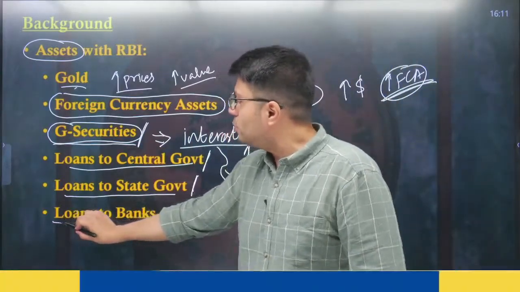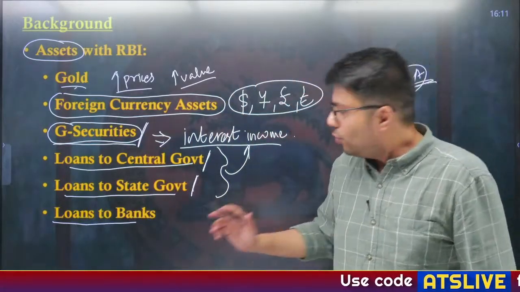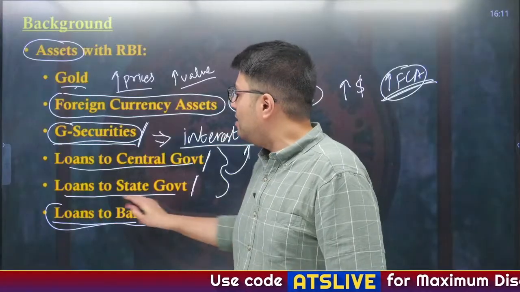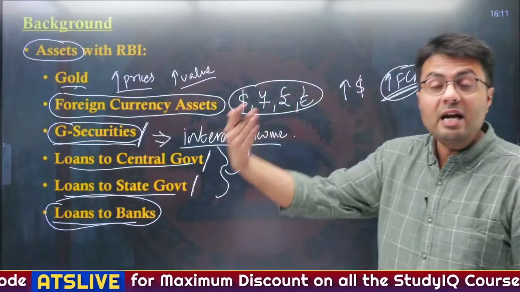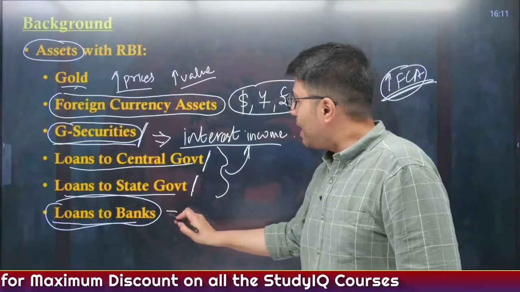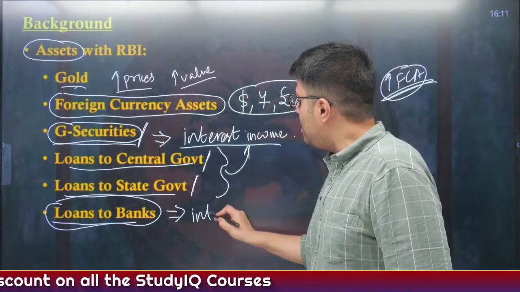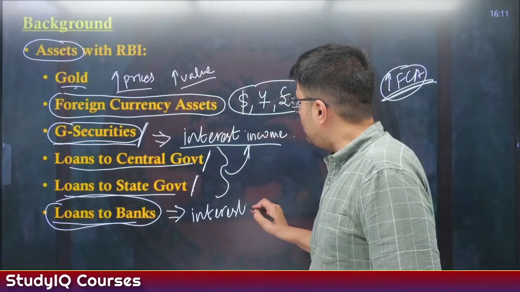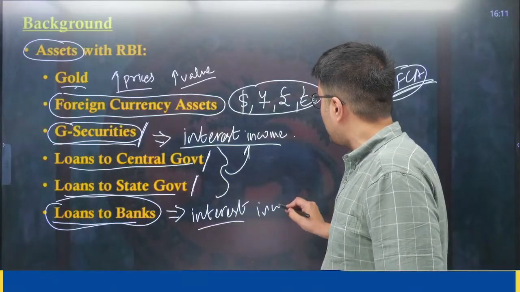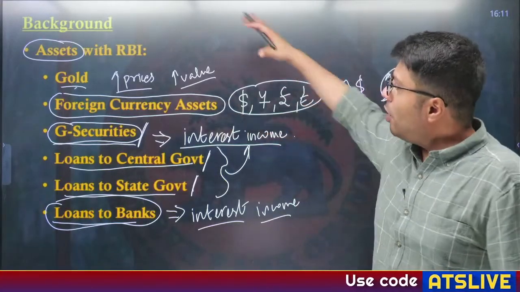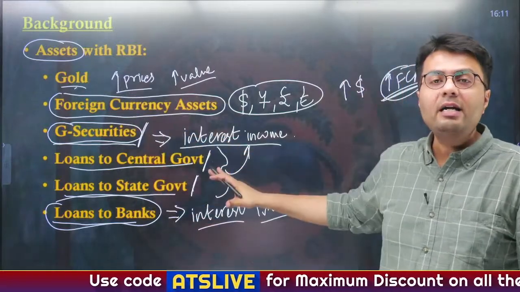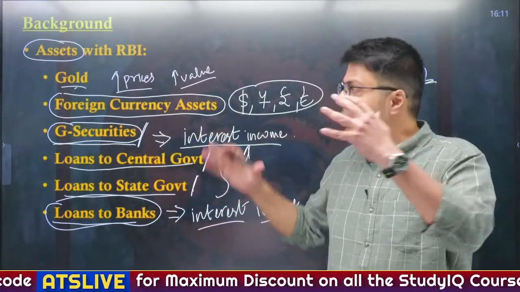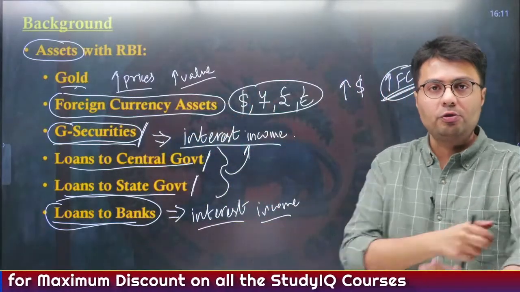Similarly, RBI is also known as a banker to the banks. So when it extends loans to banks under the repo rate, and under different kinds of instruments like the marginal standing facility and the standing deposit facility, these banks also pay RBI interest. So this interest income is also a source of RBI's income. All of this, gold, foreign currency assets, government securities, and loans to different entities, are assets of RBI and allow RBI to make money out of these instruments.